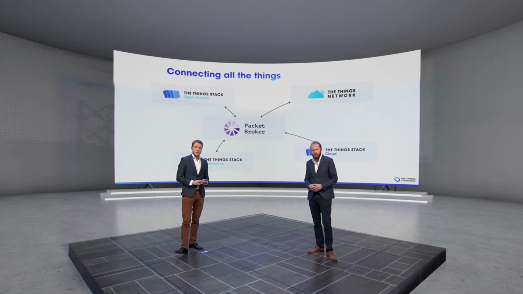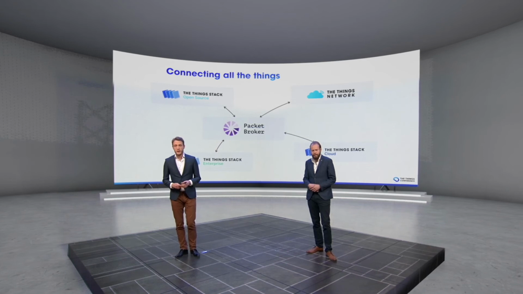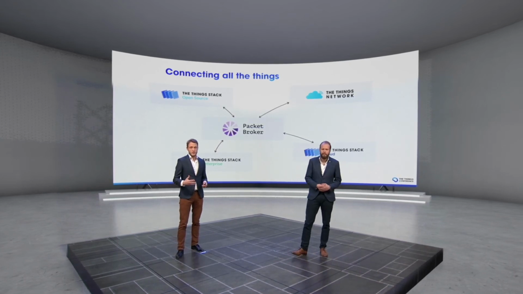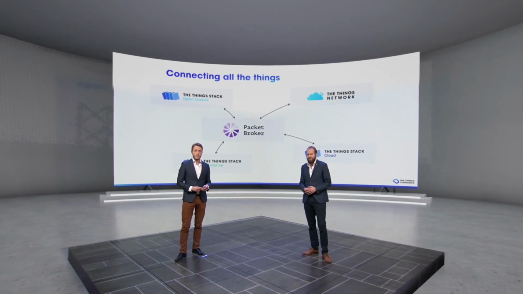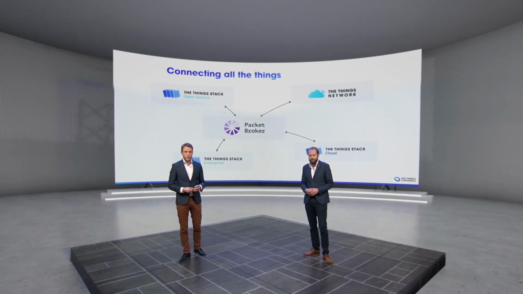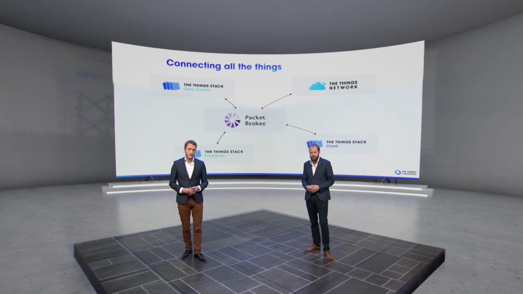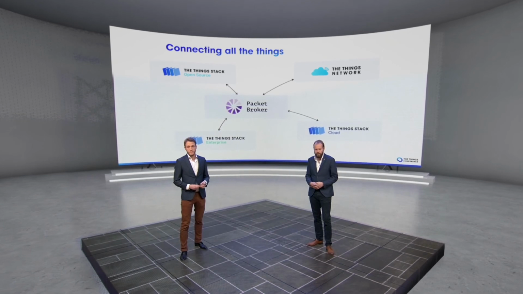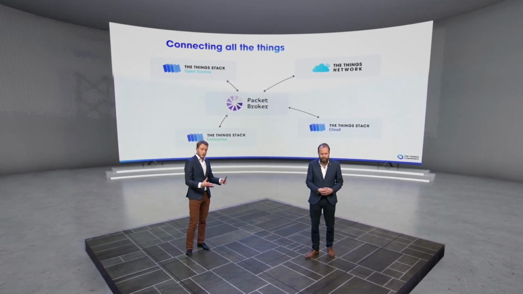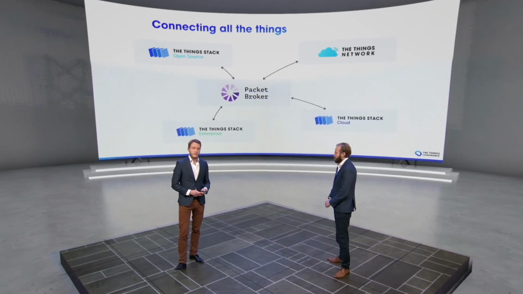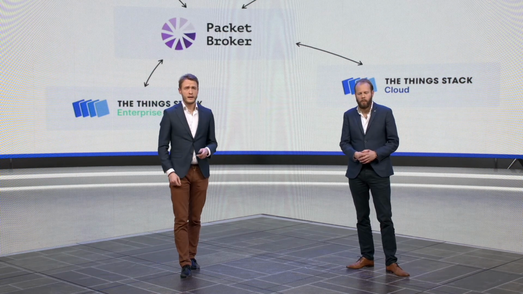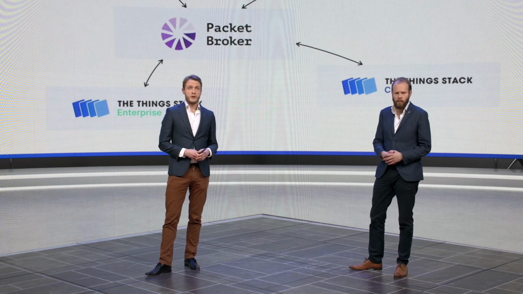In the bottom, you see the Things Stack Enterprise. That's our enterprise distribution with all enterprise features, multi-tenancy, clustering, single sign-on with enterprise systems, all sorts of advanced analytics, things like that. Really everything you need to build a large-scale LoRaWAN network. And you can deploy that on your own infrastructure, but we also have templates available to deploy that on a public cloud. And finally, that's our flagship service, the Things Stack Cloud.